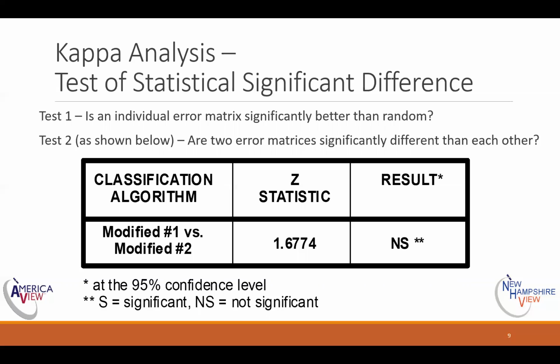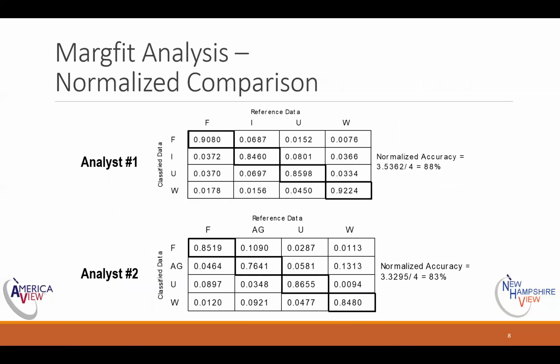Okay? And what that is, it uses the standard normal deviate. It uses a standard statistical test, and you get a z statistic. And in this case, if the z statistic is less than 1.96, then at the 95% confidence interval, the values, the error matrices, aren't significantly different from each other. And so that's the result we get here. You can see the z statistic here is 1.67, which is less than 1.96, and therefore those two results aren't significantly different.